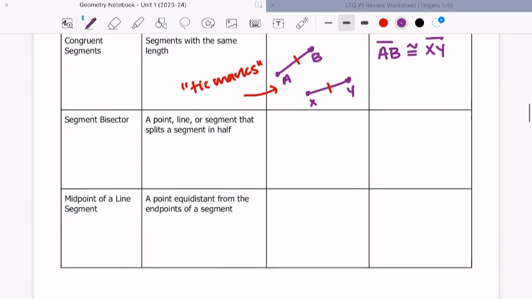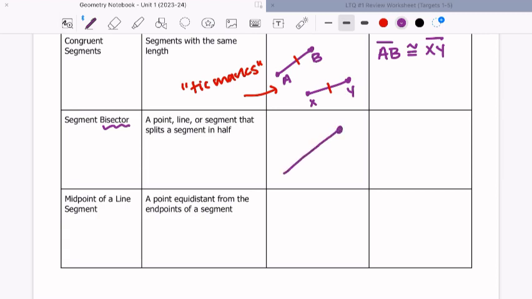Our next word is a segment bisector. Remember, bisect means to split in half, okay? So think about in your mind, what do you think that means? It's telling you that it's going to be a point, a line, or a segment that splits a segment in half. So it's some sort of object that is doing the splitting.